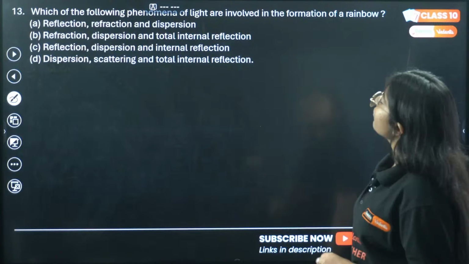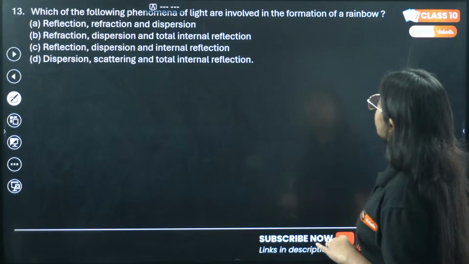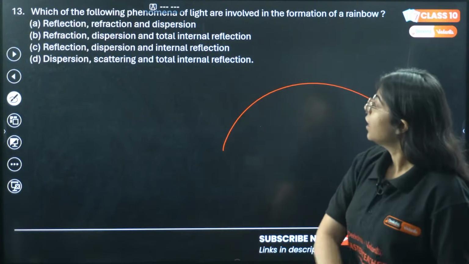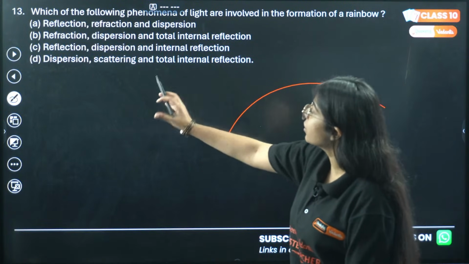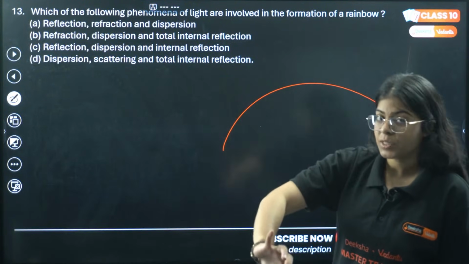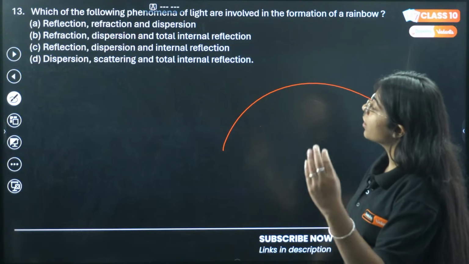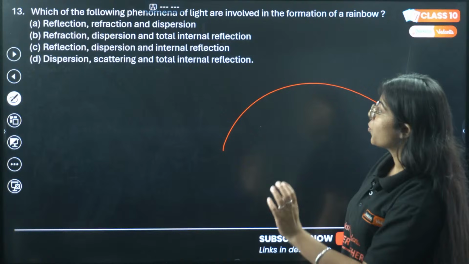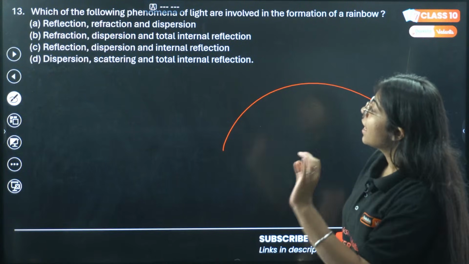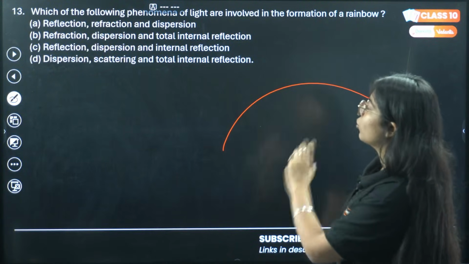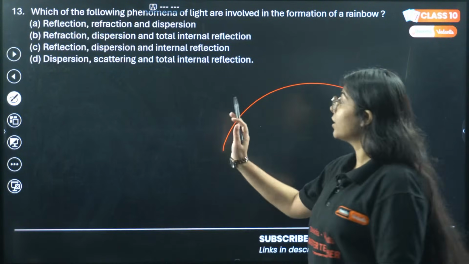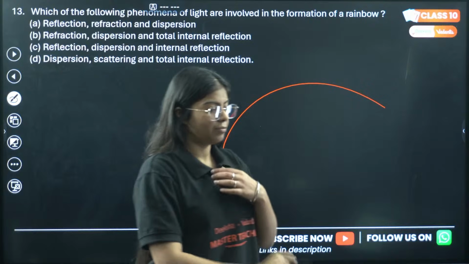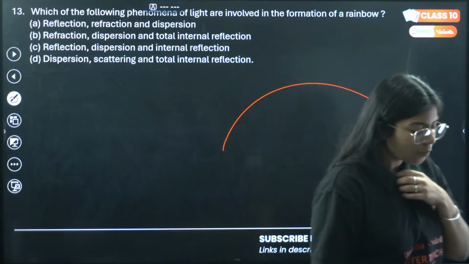Which of the following phenomena of light are involved in the formation of a rainbow? The options: reflection, then refraction, then dispersion; refraction, dispersion and total internal reflection; reflection, dispersion and internal reflection; dispersion, scattering and then total internal reflection. Read everything carefully. Reflection, refraction, you might get confused. Be very careful. Trev is saying option B.